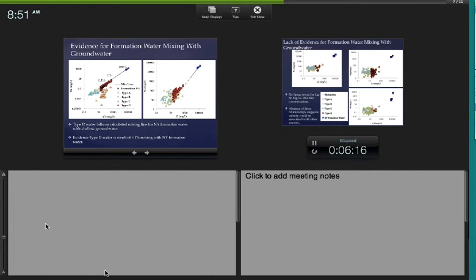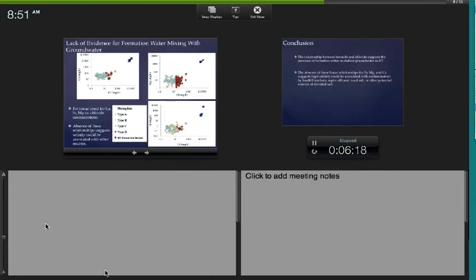Which actually was probably why we got such different graphs when we looked at other ions. As you can see for these graphs, there really is no linear trend between any of the groundwater data and the formation water at all.